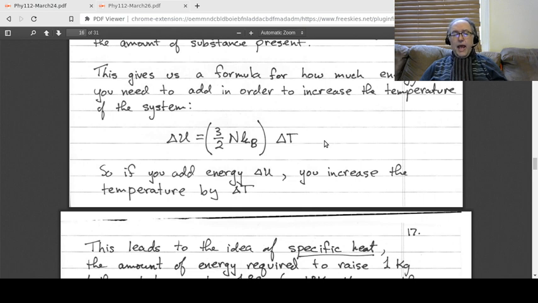All right, and actually you can calculate the rate at which the temperature increases by how much energy you add. All right, for a gas, it's actually 3/2 n k Boltzmann. So the rate at which the temperature increases with added energy is given by this formula here. We're actually not going to use this formula, but we're going to think of it as an inspiration for the specific heat, which I'm going to define next.